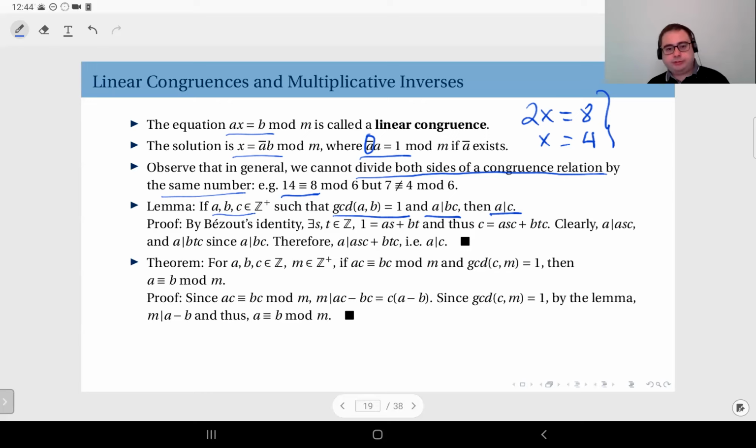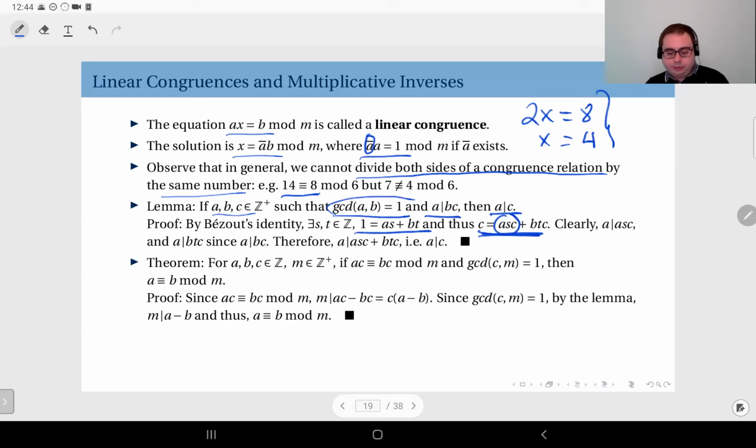Let's show this. And here you see the application of Bezout's identity. Since the GCD of a and b is equal to 1, then there must exist integers s and t such that 1 equals as plus bt, which means if you multiply both sides by c, you get c equals a times s times c plus b times t times c. Now when you look at the expression here, clearly the first term is a multiple of a.